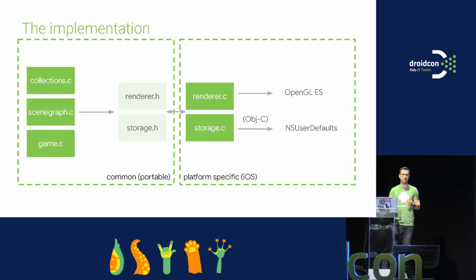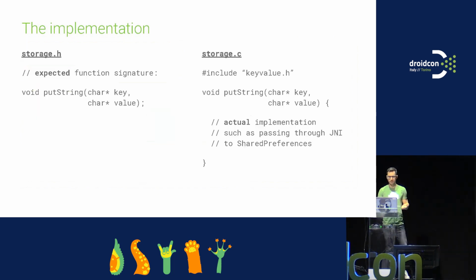Instead of shared preferences, they probably use something like NSUserDefaults. And he could help me build this iOS part while not even touching the left side, the common portable code, which runs everywhere. How does this work in C?